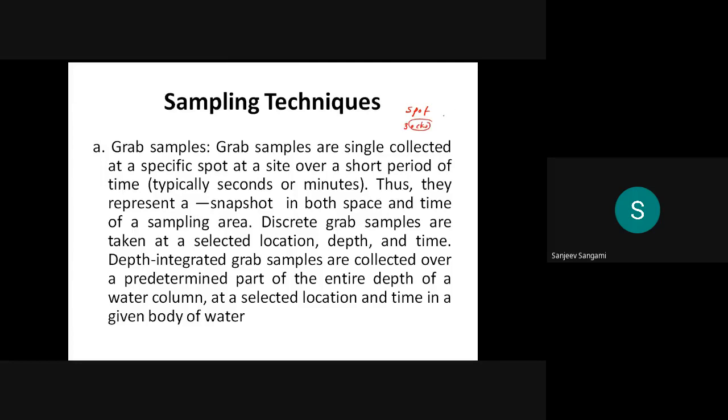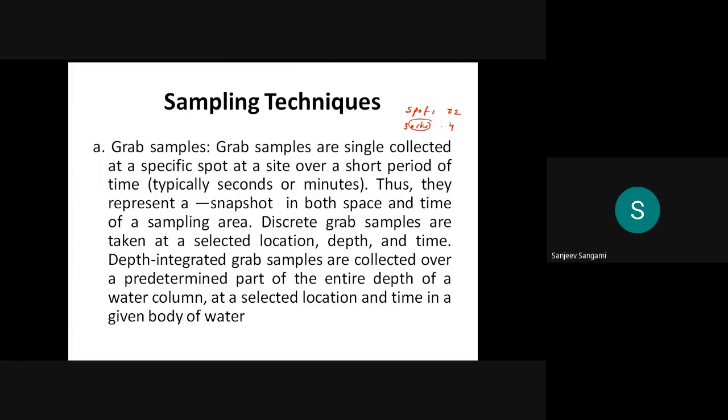Again, he will go to one more spot. Spot 1, spot 2, he will go at 4 o'clock. Then he is grabbing the samples at different locations at different times. This we can call a grab sample. So they represent a snapshot in both the space and time of the sampling area. Discrete grab samples are taken. When I say discrete, the sample is collected at different locations at different times.